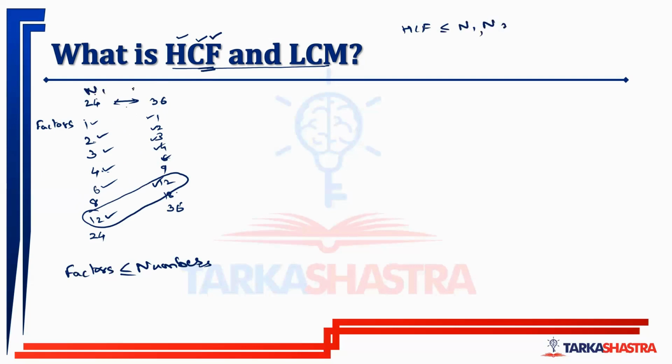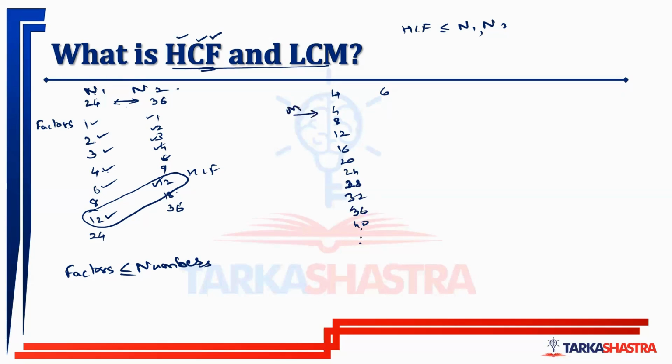So these are my numbers N1 and N2. HCF is less than or equal to those numbers, and HCF is formed from the factors. Now let us try to consider LCM. Again, let us take two numbers, 4 and 6. The table of 4 is 4, 8, 12, 16, 20, 24, 28, 32, 36, 40, and so on.